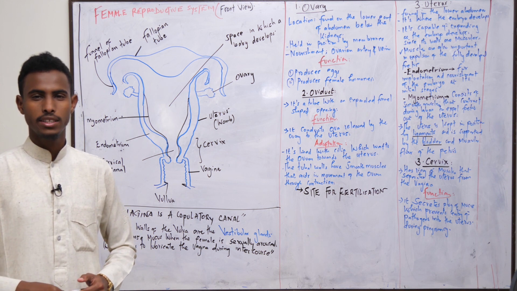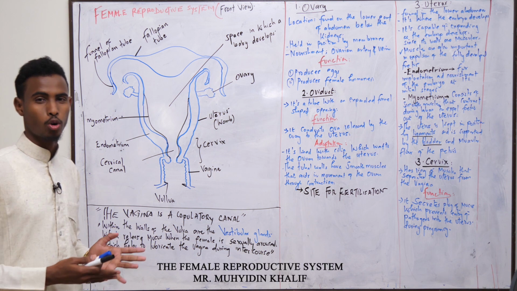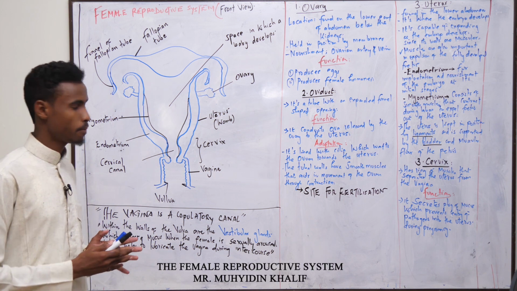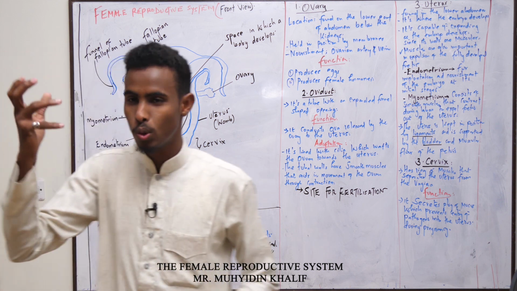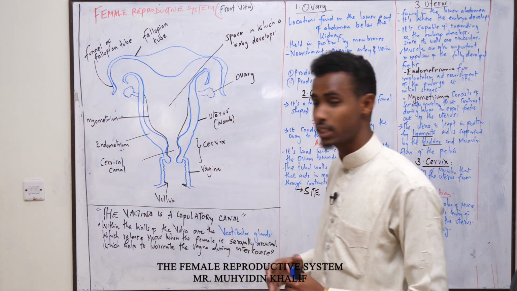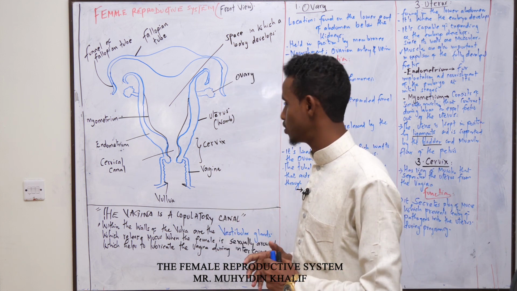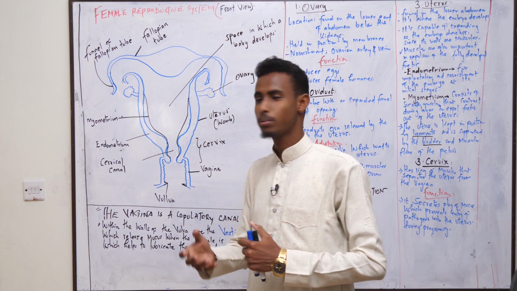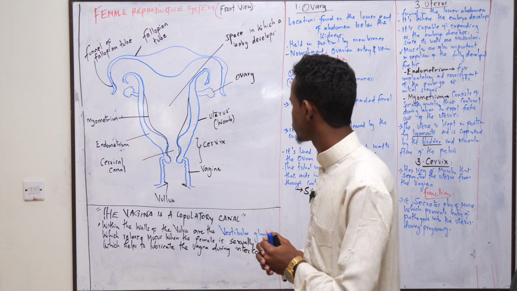Today being Friday, I want us to look at the female reproductive system. The structure you are seeing here is the frontal view of the female reproductive system. Before we go to the parts and their functions, let's look at the structures of the female reproductive system.